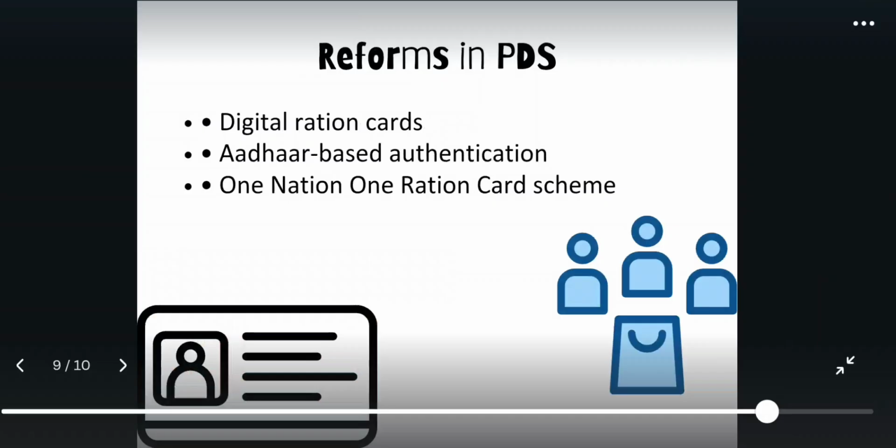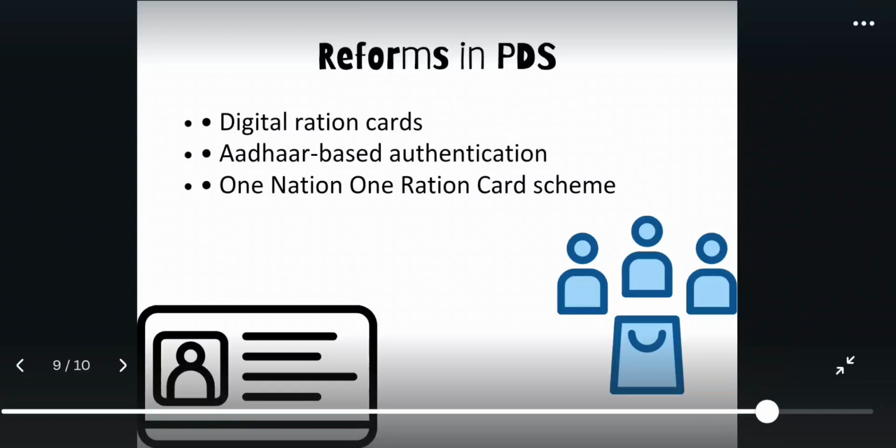Now, what are the reforms, changes that are in PDS? Digital ration cards, Aadhaar based authentication, one nation, one ration card scheme. So, because of introduction of smart ration cards and Aadhaar linking to stop fraud, it's been really easier and convenient for the eligible people to get what they need. Because as long as their Aadhaar card is linked to their ration cards, it's very easy to identify the people and understand their socioeconomic status.